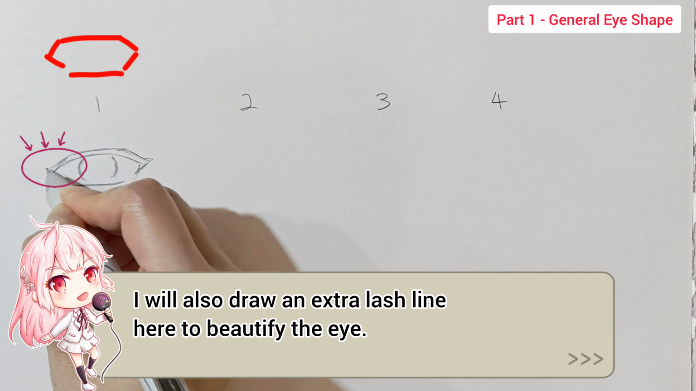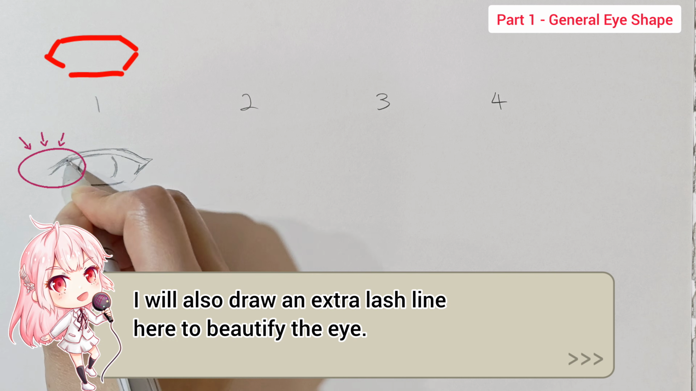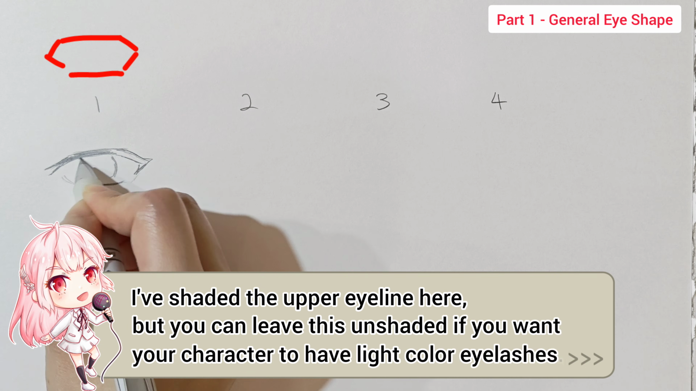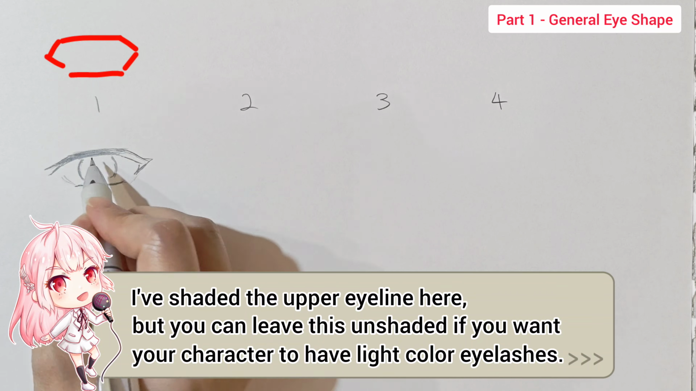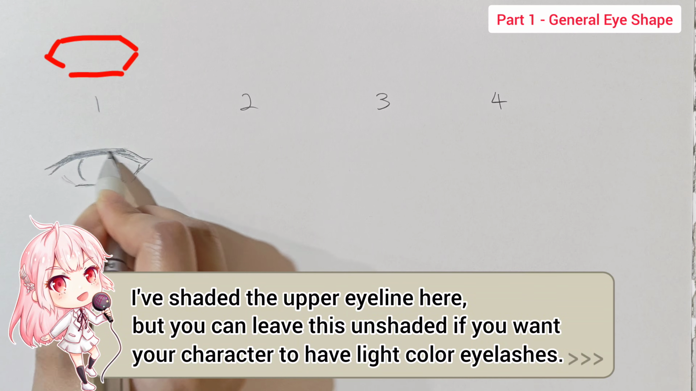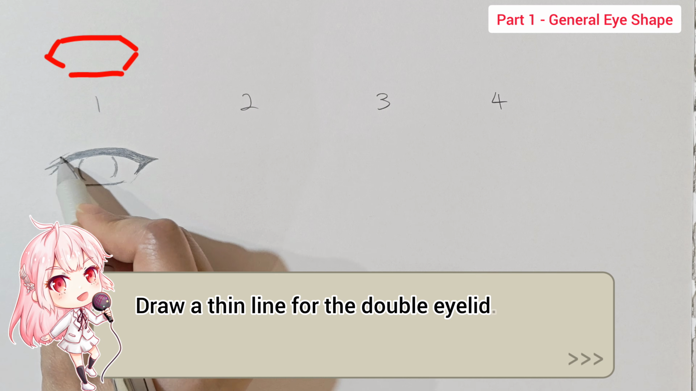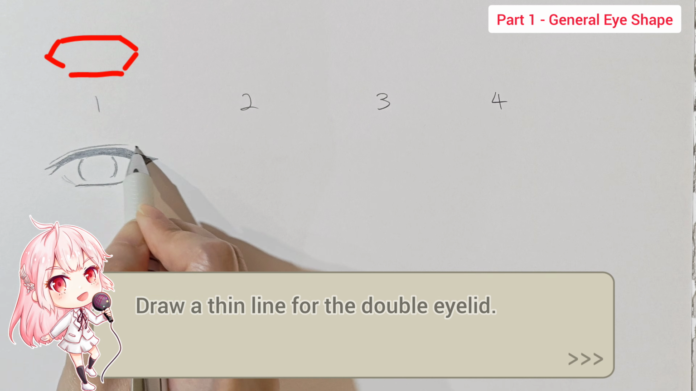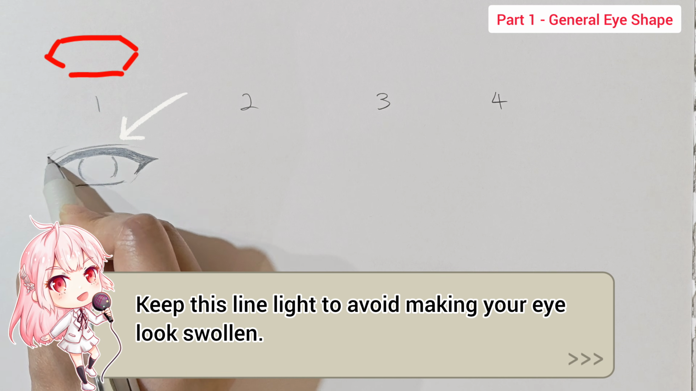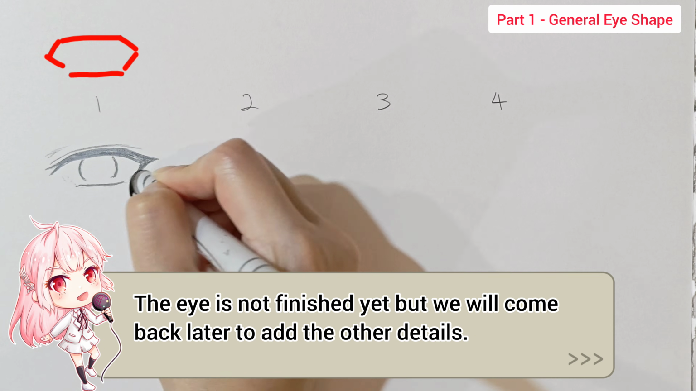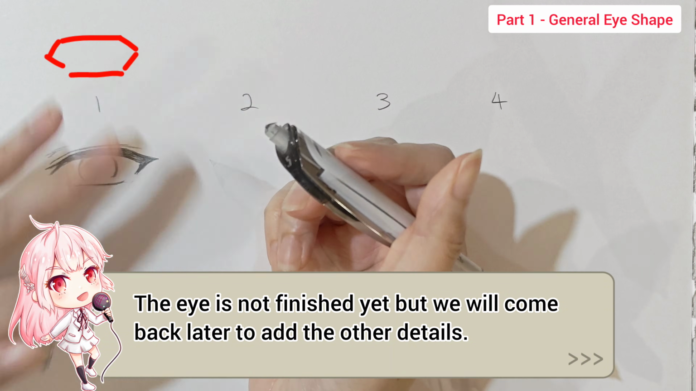I will also draw an extra lash line here to beautify the eye. I've shaded the upper eye line here, but you can leave this unshaded if you want your character to have light color eyelashes. Draw a thin line for the double eyelid. Keep this line light to avoid making your eye look swollen. The eye is not finished yet, but we'll come back later to add the other details.